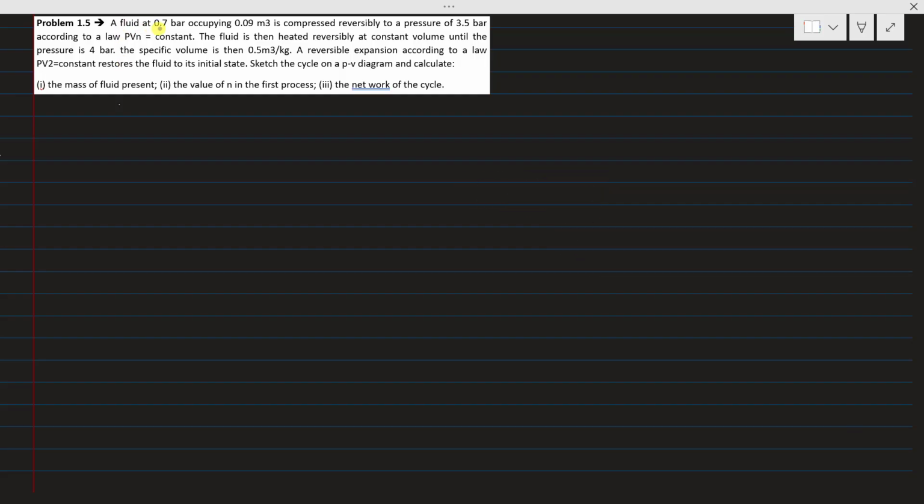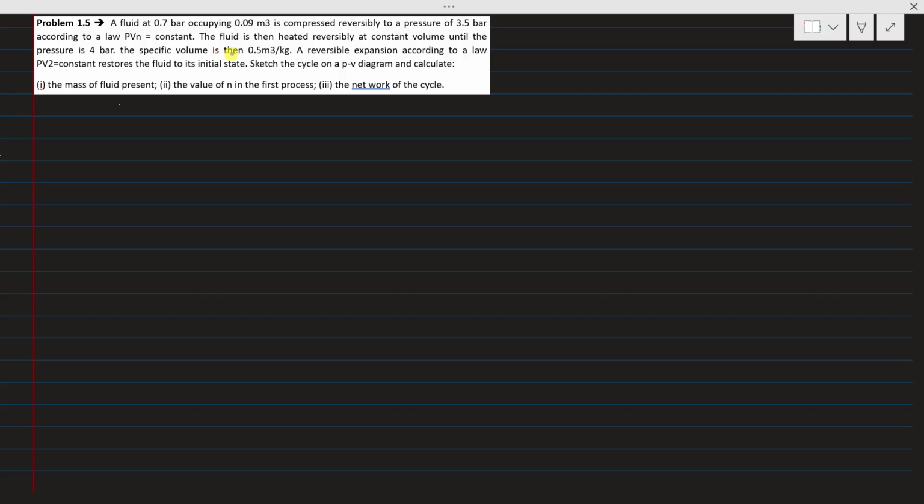A fluid at 0.7 bar occupying 0.09 meter cube is compressed reversibly to a pressure of 3.5 bar according to a law PV^n equals constant. This n is in the power, not the subscript of volume V. Then the fluid is heated reversibly at a constant volume until the pressure is 4 bar.